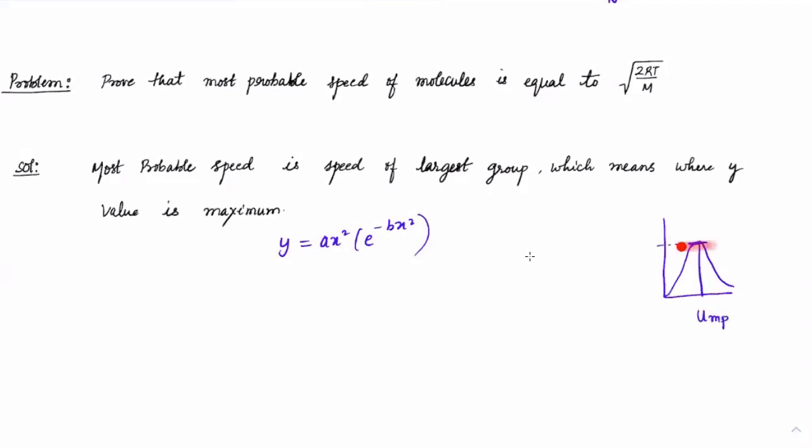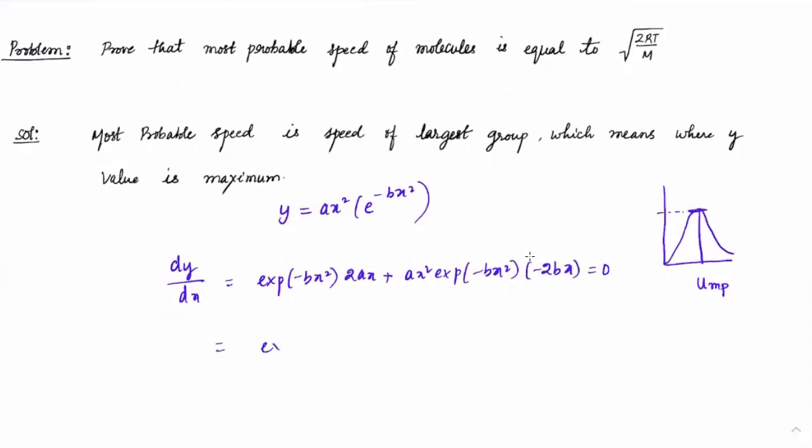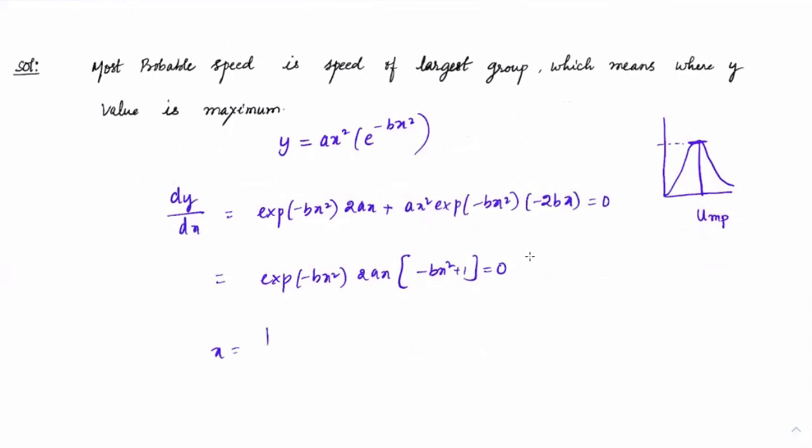So at this point, the first differentiation will be 0. At maxima, derivative will be 0. So you differentiate this. On differentiating, dy by dx is equal to exponential of minus bx square into 2ax plus ax square exponential of minus bx square into minus 2bx is equal to 0. If I take exponent minus bx square into 2ax common, I'll get minus bx square plus 1 equal to 0. So x can be equal to 1 by root b, which is equal to under root of 2RT by m.